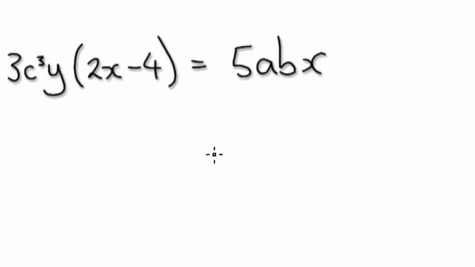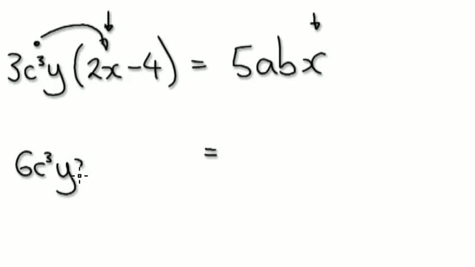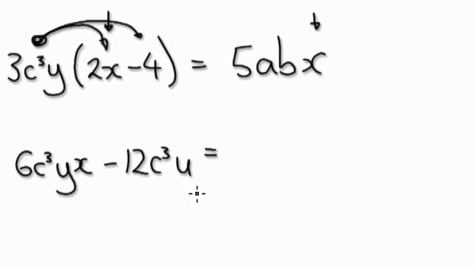Now break it up. Keep an eye on the x's. You've got x here and x here, and here x is stuck in the bubble. Let's break it up. You've got this times this, that would be 6c to the power 3yx, and then this times this, so minus 12c to the power 3y equals 5abx.